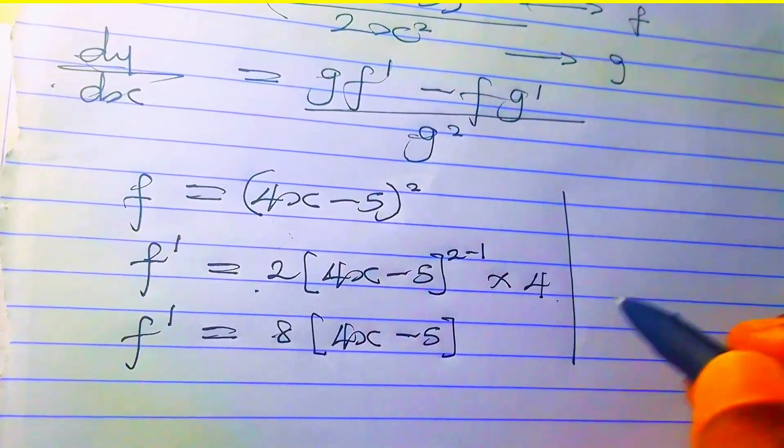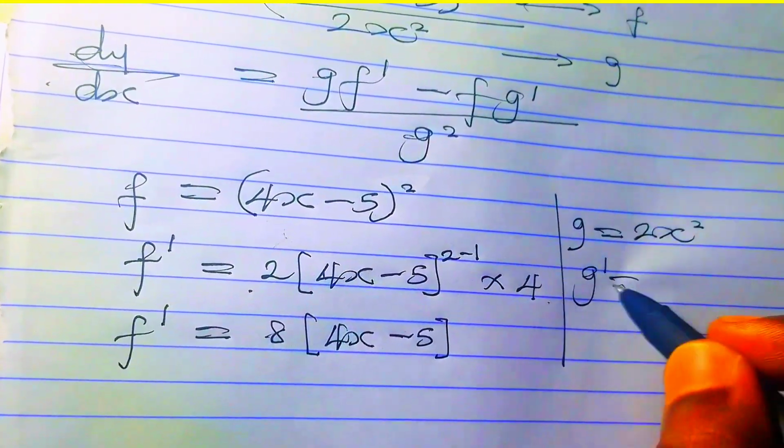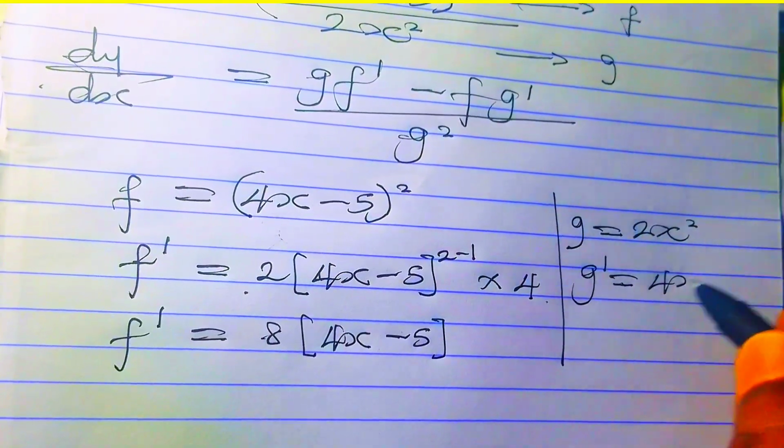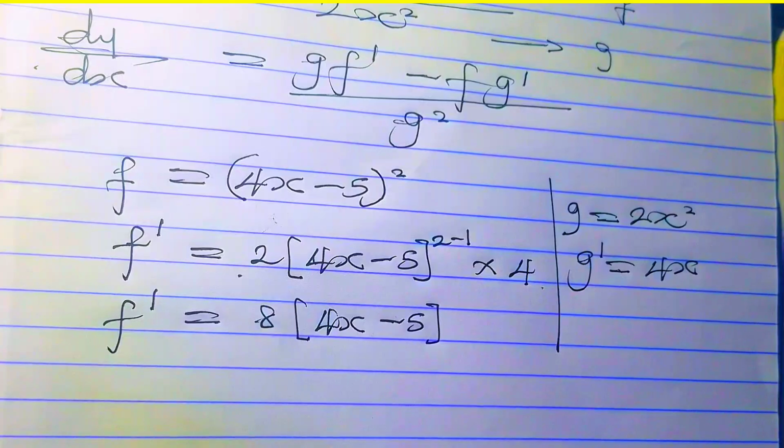And therefore, how about g? If our g is equal to 2x squared, of course the differential value of g is going to be 2 times 2, 4x, since 2 minus 1 is 1 there. So we can substitute all that we have there into the concept of the quotient rule.